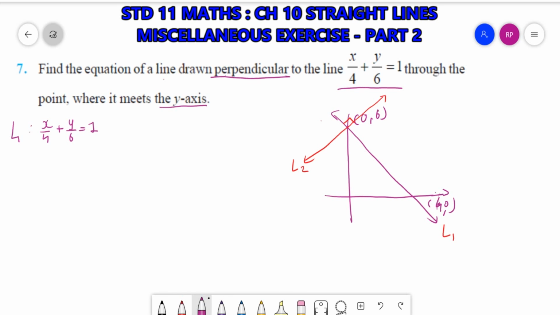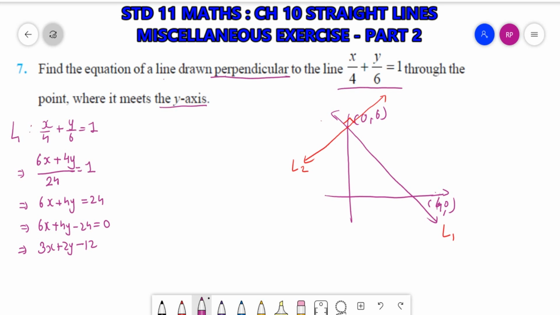First let's simplify this equation taking LCM. 6x plus 4y upon 24 is equal to 1. That implies 6x plus 4y equal to 24. That means 6x plus 4y minus 24 equal to 0. I can take 2 common, so it will be 3x plus 2y minus 12 equal to 0. This is the equation of line L1.